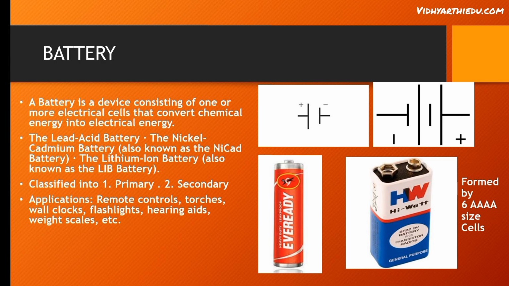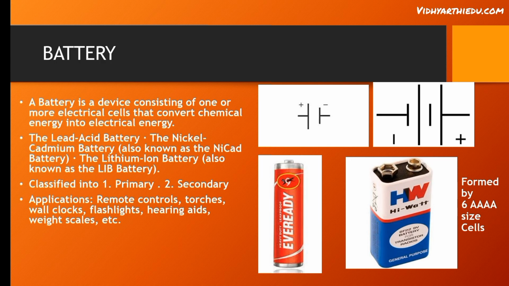On the right side, you can see two cells combined to form a single one. This is nothing but a battery. A battery is a combination of one or more electrical cells to form a single unit. On the right side, there are two cells combined with each other to form a single one. Every one of these is 1.5 volts, so a single cell.